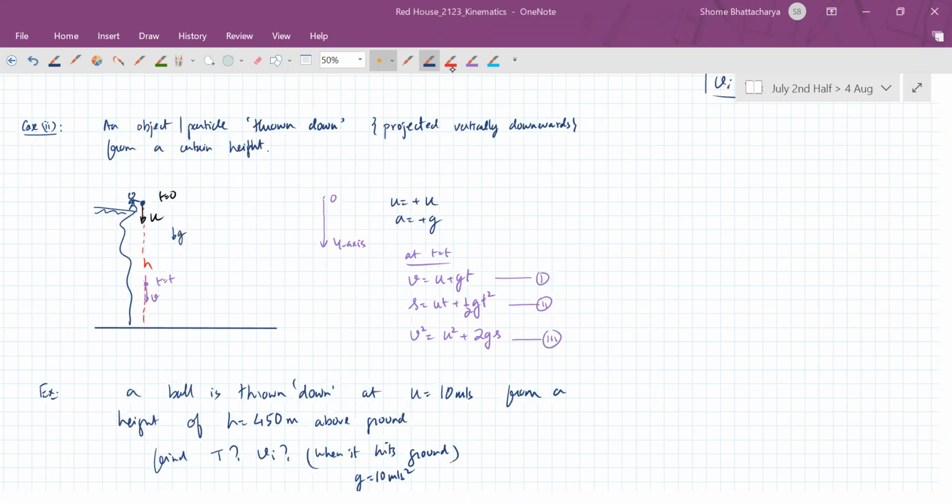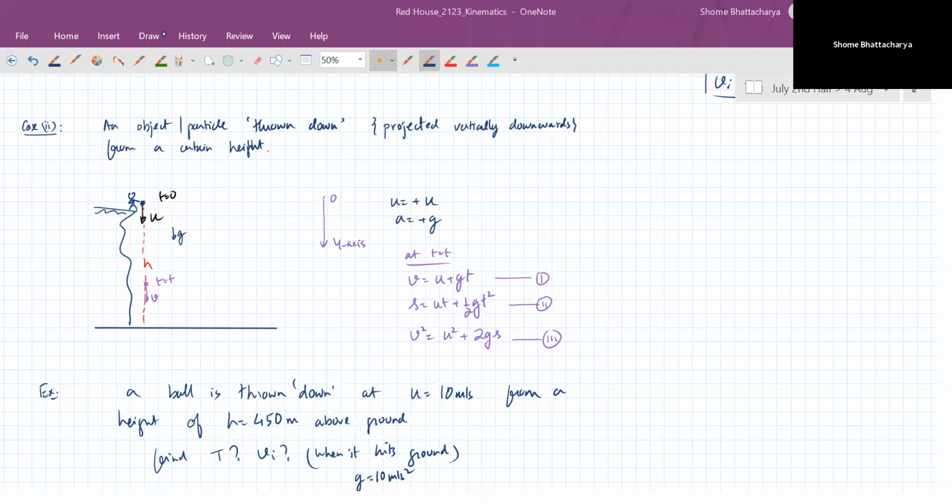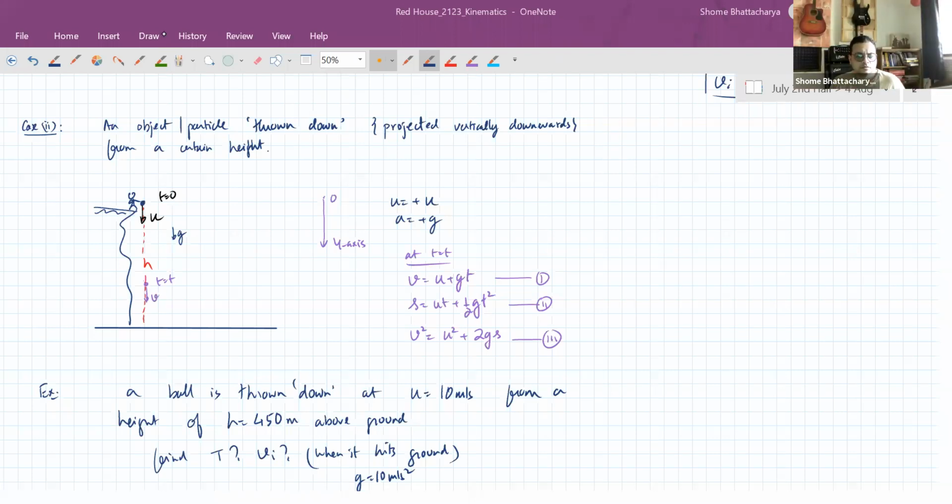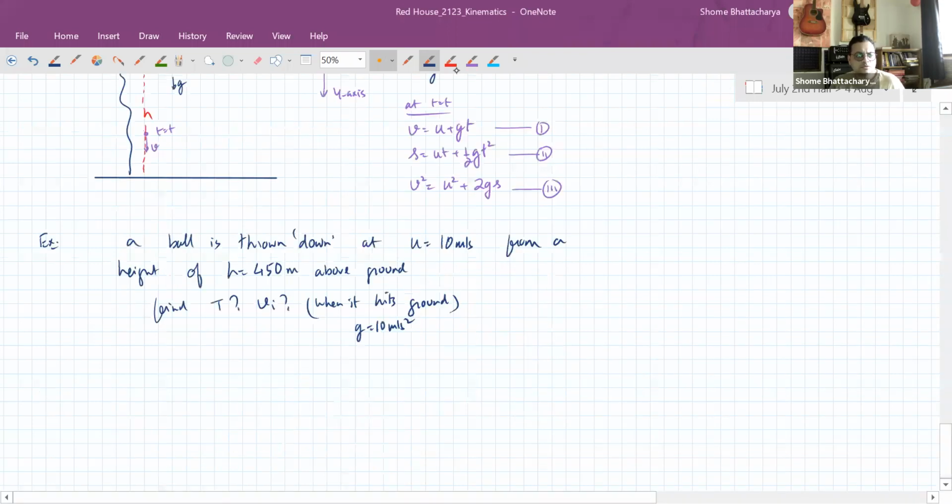Okay, so few of you have sent me the answers. The answers don't appear to be correct. Let me check. So if we go with this, at t equal to T, which we don't know, the displacement is equal to the total height, which is 450 meters, and the velocity is something that we don't know.